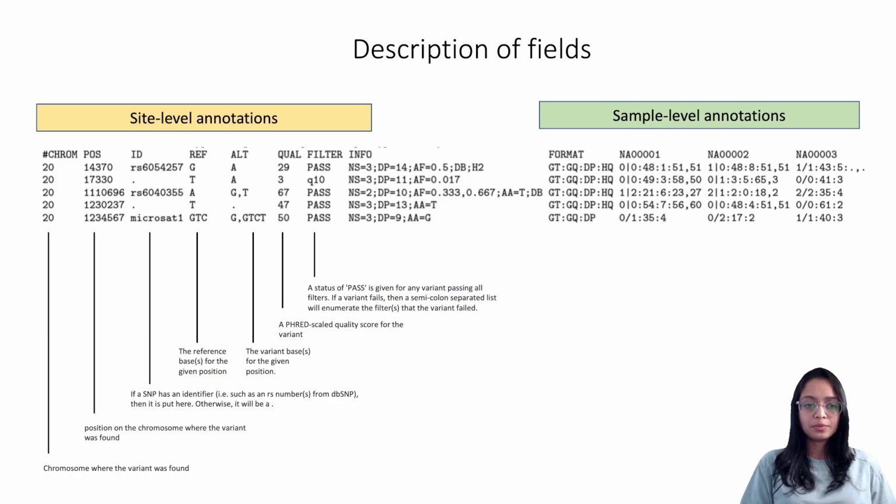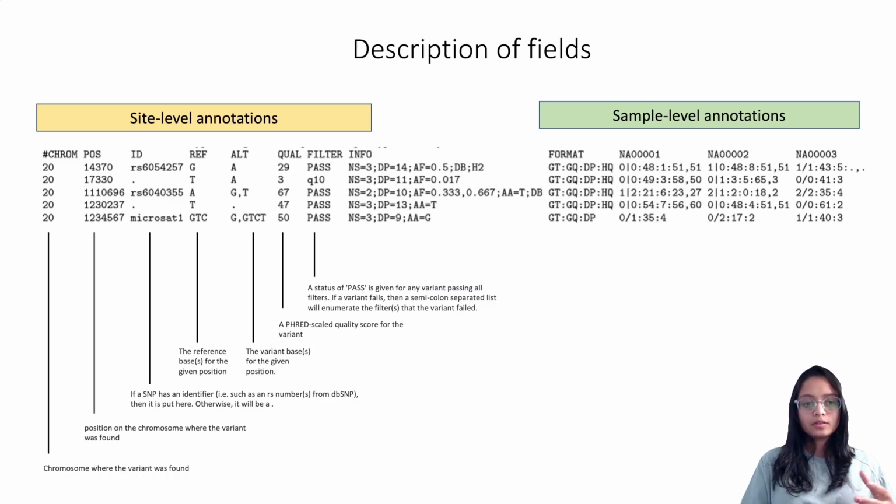So here in this example, the second record seems to be failing that filter because the quality for that variant is 3, which is less than 10. So that record is flagged as Q10, which is the name of the filter. All the other variants seem to pass that filter and hence have the value PASS. If there is no filtration applied, then for the records you will find the filter column having dots in place of PASS or the name of the filters.